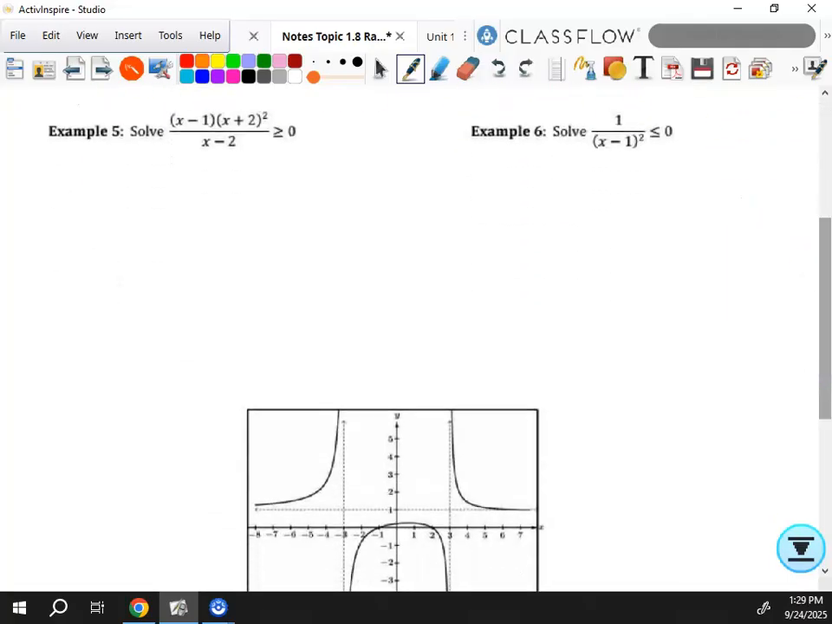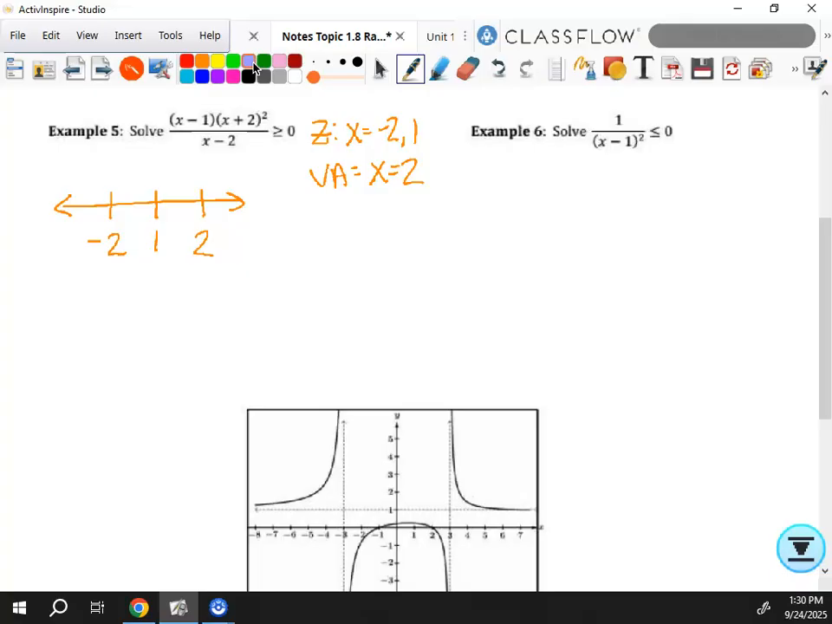Then 5 is factored for me. I don't have to factor anything. So my zeros, I have how many zeros? 2. I'm going to have 1 at x equals negative 2 and 1. And my vertical asymptote is at x equals 2. Okay. So on my number line, I have 3 things. I got negative 2, 1, and 2.